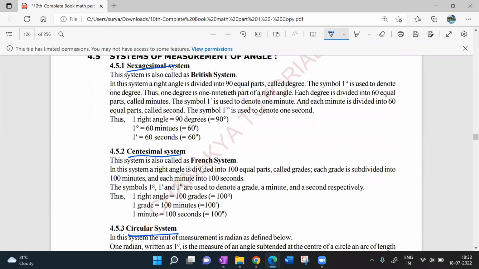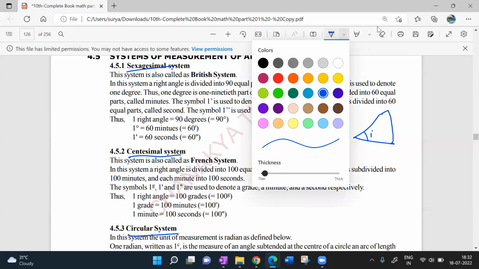So in the sexagesimal system, what happens is, I'll tell you a simple story. You need not go through all that story. This is one circle, right? Let's say this is an angle, this is a 1 degree angle. I'm drawing that 1 degree separately, again and again.